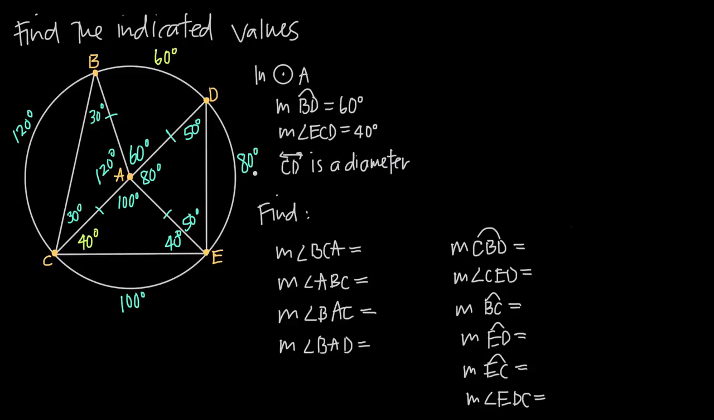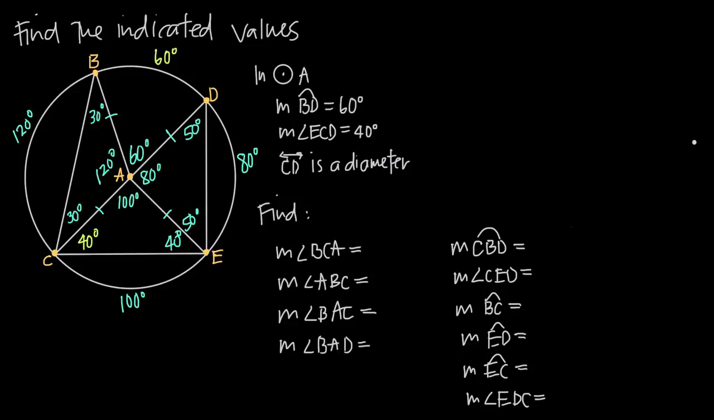And just to double check myself, the sum of the degree measures that make up all of the arcs around the circle should be equal to 360, so I can say 120 plus 100 gives me 220, plus 80 gives me 300, plus 60 gives me 360.